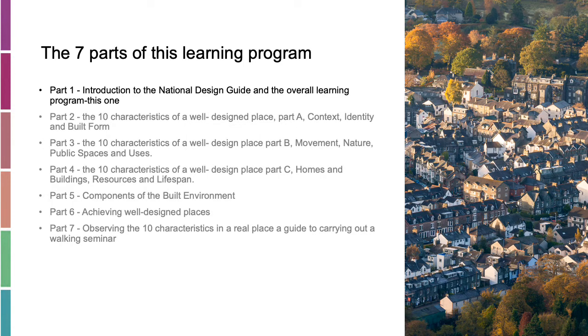In the 7 parts of this learning programme, in addition to this introduction, parts 2, 3 and 4 will take you through the 10 characteristics. Part 5 will look at the components of the built environment, recognising that a well-designed place comes about through making the right choices at all levels, including layout or master planning, the form and scale of buildings, their appearance, landscape, materials and their detailing. All developments are made up of these components put together in a particular way. The choices made in the design process contribute towards achieving the 10 characteristics and shape the character of a place.